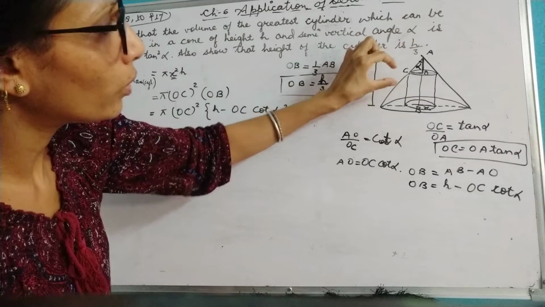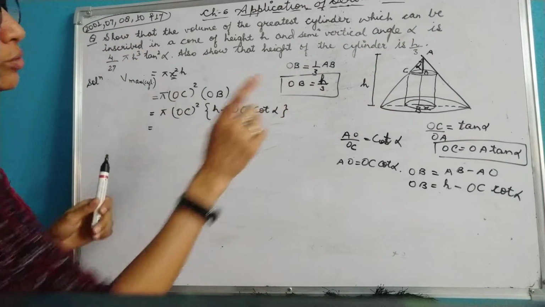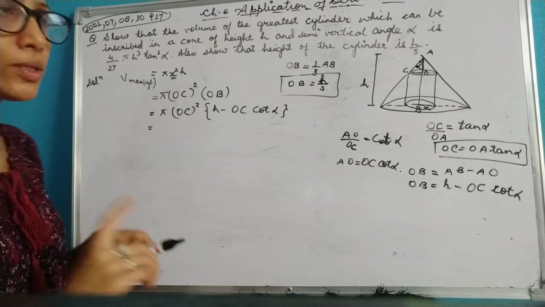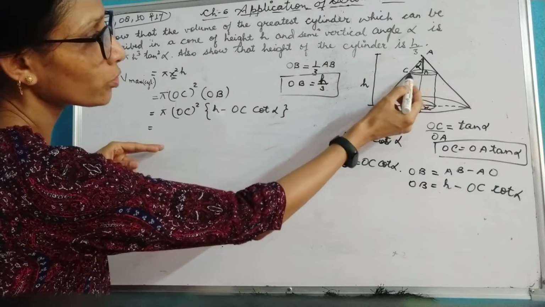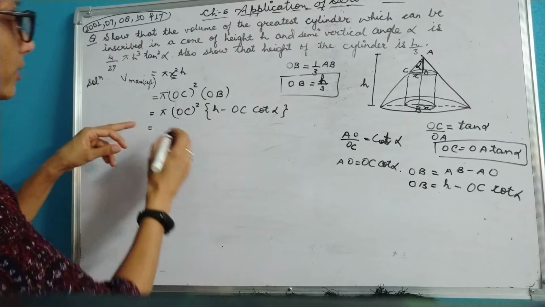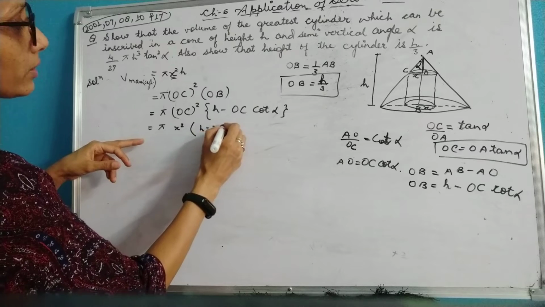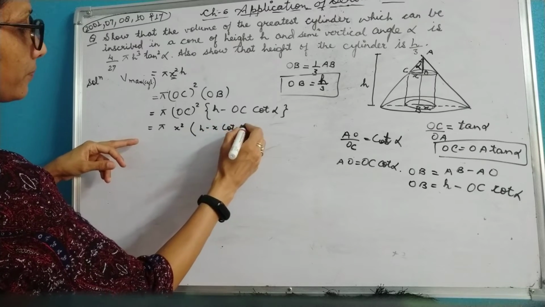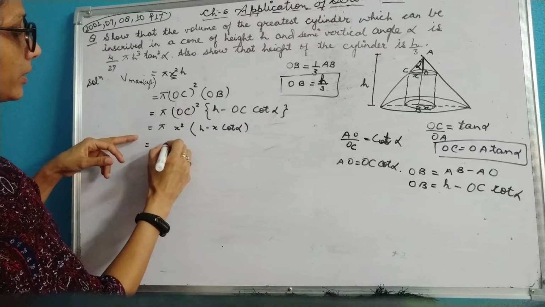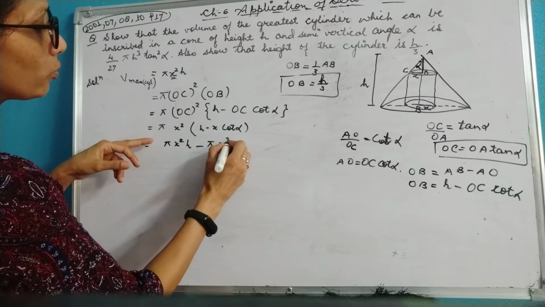And what is your OA? That you need to calculate. Or simply I can substitute this OC as x because I have taken this base as x. So I can write it as pi x square into H minus x cot alpha. Or this can be written as pi x square H minus pi x cube cot alpha.